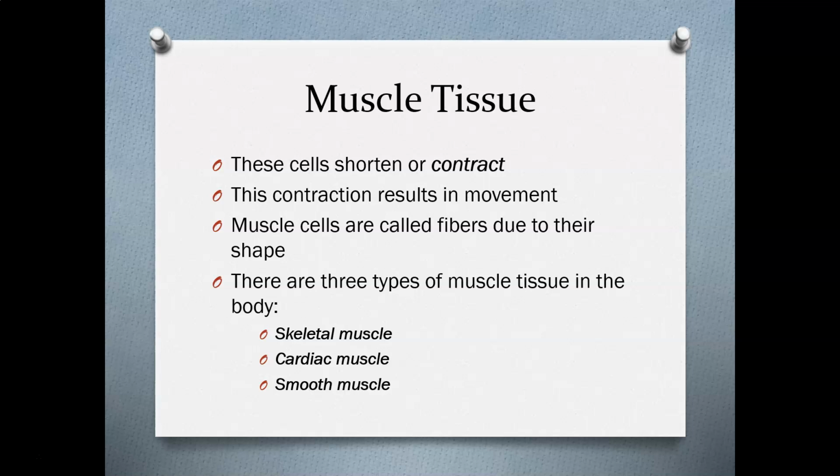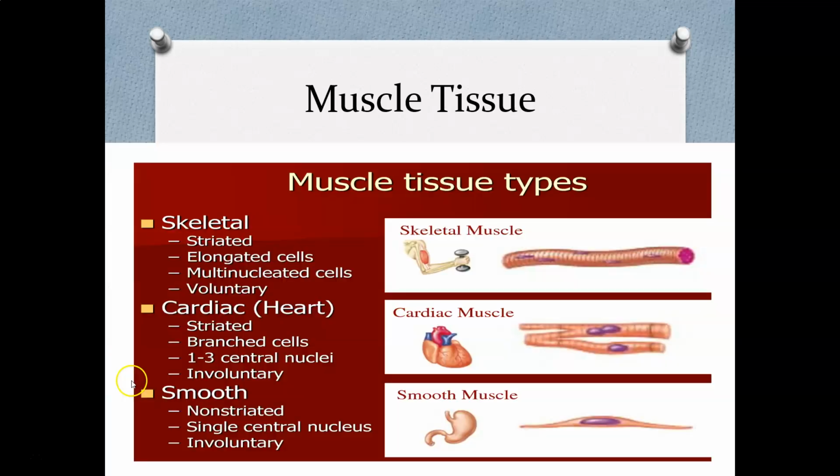Of course, these cells shorten or contract, and contraction results in movement. The muscle cells are called fibers because of their shape. And we're going to get into this way more in clinical anatomy. There are three types of muscle tissue in the body: skeletal muscle, cardiac muscle, and smooth muscle. We're going to talk about skeletal muscle in clinical anatomy 1. We're going to talk about cardiac muscle in A&P 1, and you're going to discuss smooth muscle in A&P 2. So we can see here we've got the differences between them.